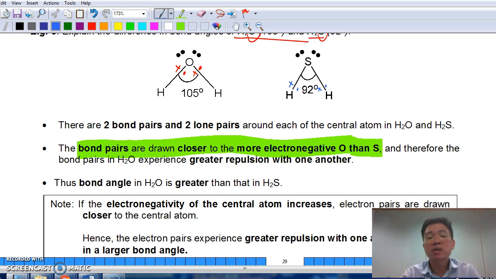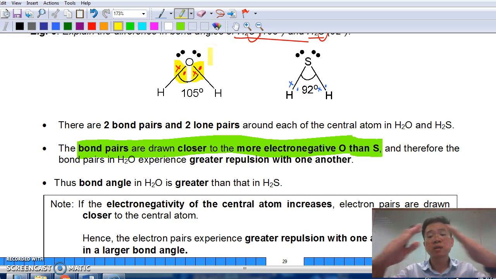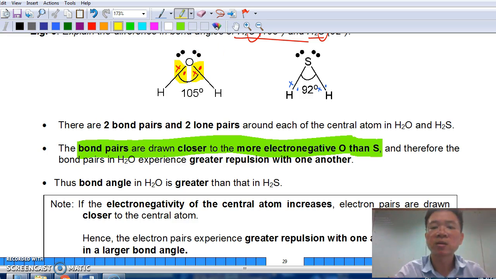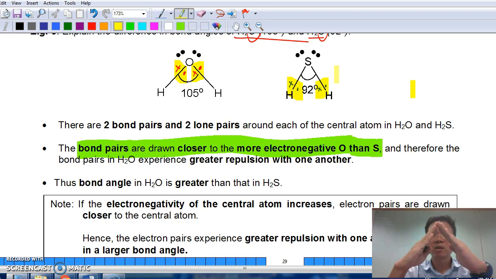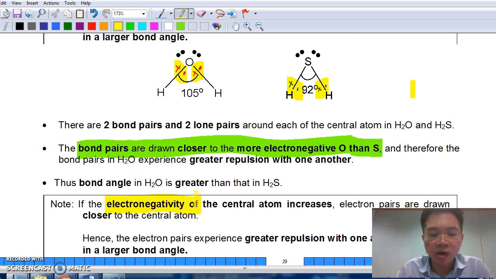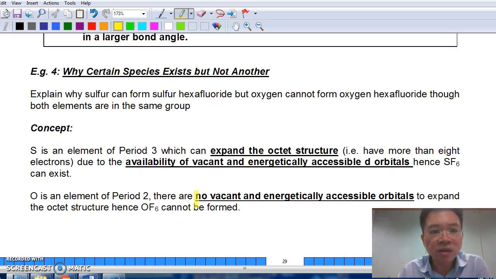I'm drawing something that's exaggerated, but as you can see, if the bond pairs are closer, there's a greater repulsion, so the bond angle will be greater. If the bond pairs are further away from the center atom, the bond angle is smaller. So take note of this. Electronegativity of the center atom affects the bond angle in these two structures which have similar shape. So the reason is because of the electronegativity.